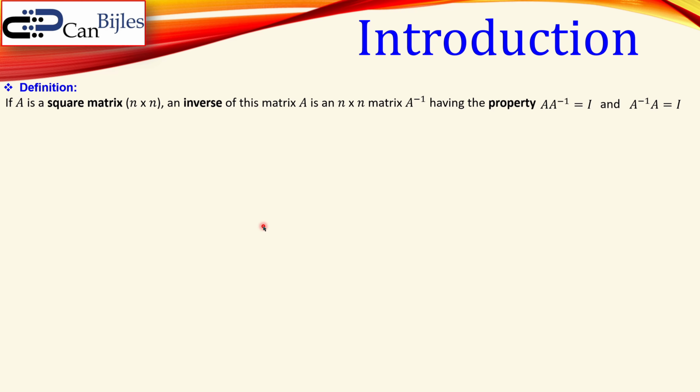Now if you have a matrix, let's say called A, we use most of the time capital letters for matrices, and it is a square matrix, so n by n, meaning n rows and n columns. An inverse of this matrix A is denoted by A to the power minus 1, is also n by n, again a square matrix, and will have the property that A times its inverse will be the identity matrix, or the inverse times A is also the identity matrix. So these two properties must hold for this inverse matrix.